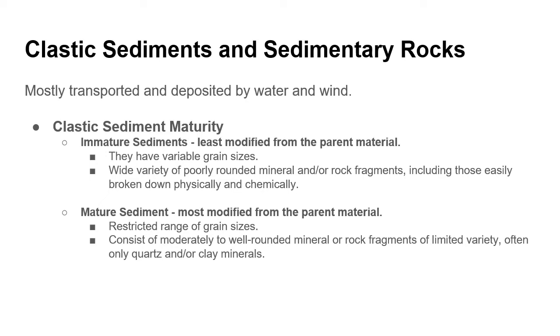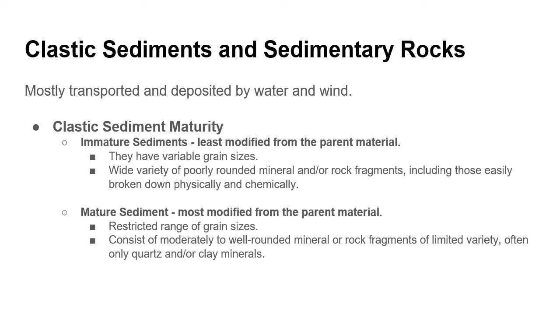Maturity deals with how much modification a grain has undergone from its initial source from the parent rock. So immature sediments are going to be the least modified, mature sediments obviously the most or more modified. Immature sediments are going to have a wide variety of different grain sizes and grain shapes. We can have angular to poorly rounded mixture of different rock fragments and different minerals. There's really not a lot of sorting going on, even of those that are easily broken down and physically or chemically weathered. So your immature sediments are going to break off of their source rock and get deposited relatively shortly after, both in duration and in distance.